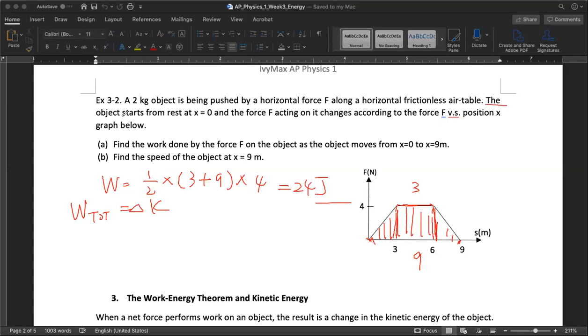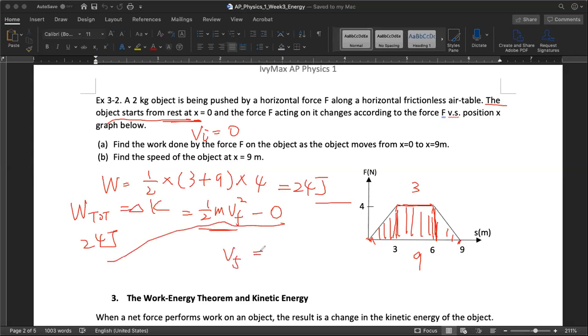So the object starts from rest. Initial velocity should be 0, so we just need to worry about the final velocity. The final kinetic energy minus the initial, which is 0, should be the work done by the force in total, which is 24 joules, right? That way you can get the final speed, which is root of 24, roughly 4.9 meters per second.